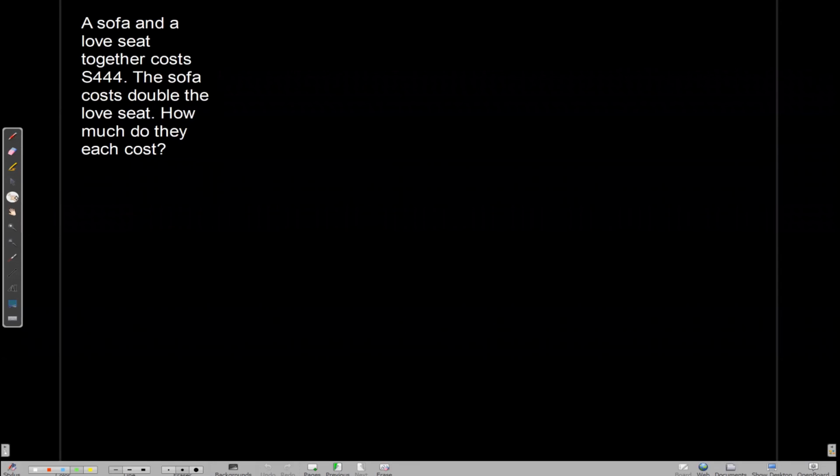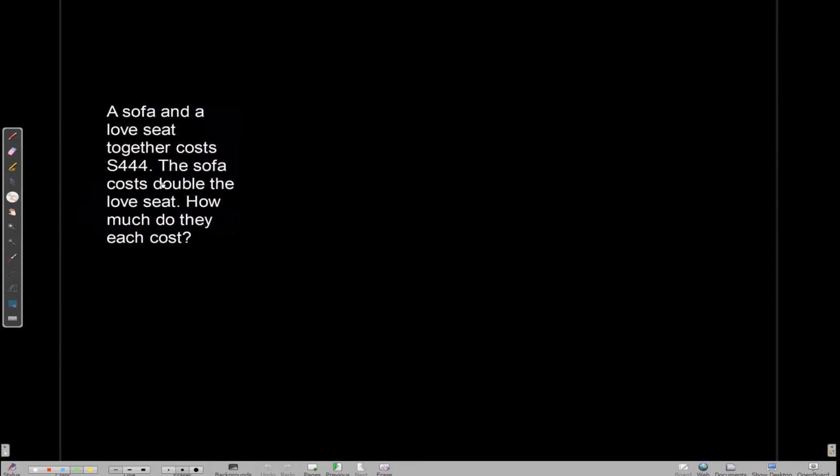Okay. Now let's have a look at this. See again, guys, when you do this, please pause, try it for yourself, and then watch the video for the answer. Now it says, a sofa and a love seat together cost this much. So this is dollars. The sofa costs double the love seat. So let me take x to be the price of the love seat. Let me explain the reason.